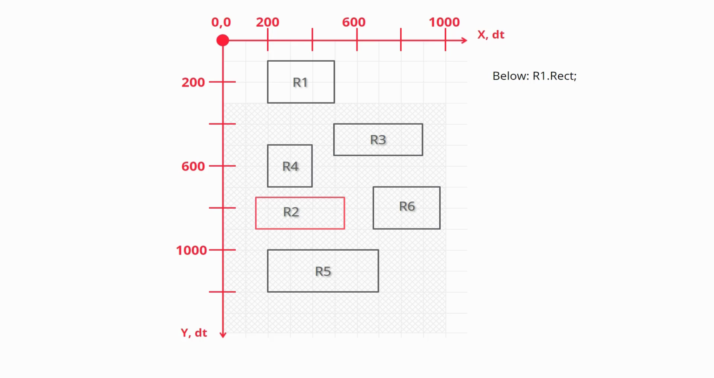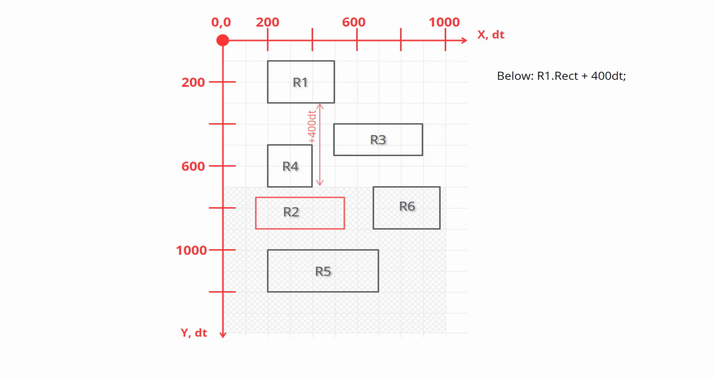Next, let's narrow down the search area further by adjusting the upper boundary. We can modify the existing relation as follows: "Below R1.rect plus 400 dots." In this case, the search area no longer includes the R3 and R4 rectangles, which is an improvement. However, the R5 and R6 rectangles remain within the defined search area. Our goal is to create a search area that excludes them as well.